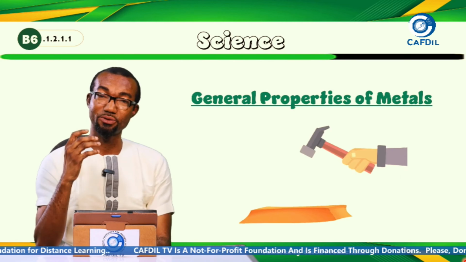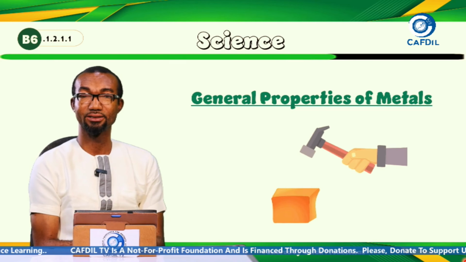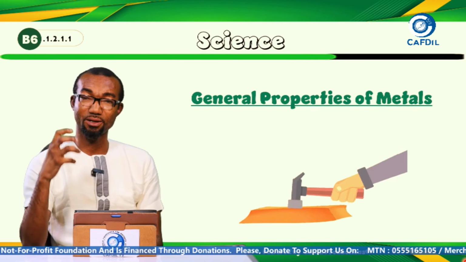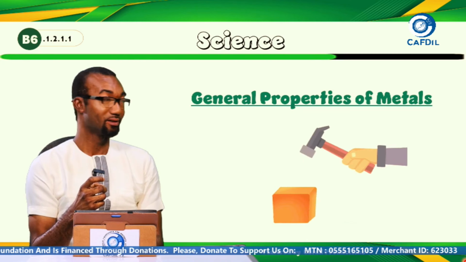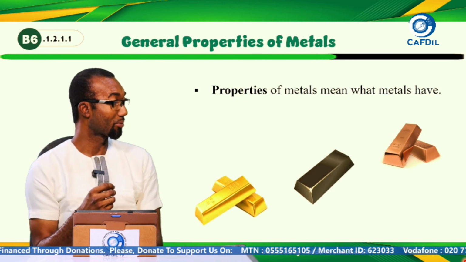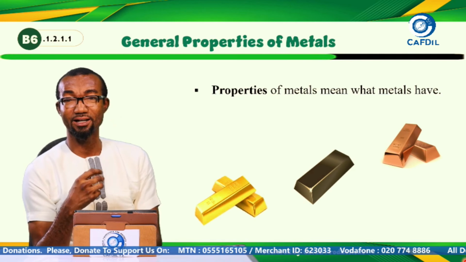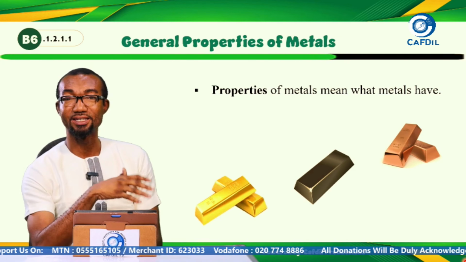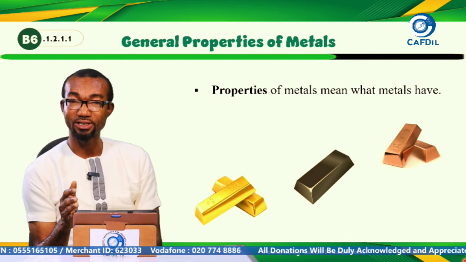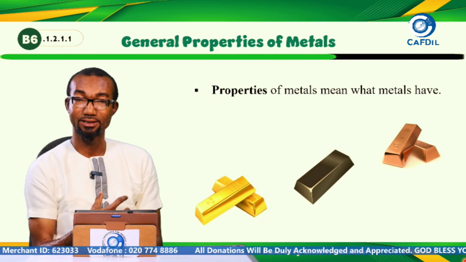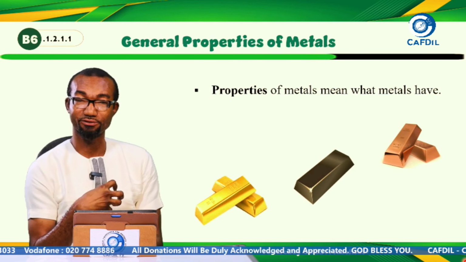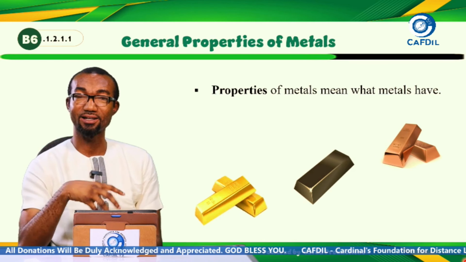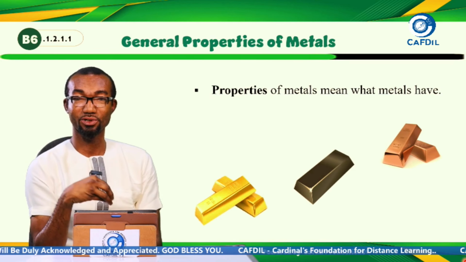Now that you know where we get metals from, and some examples of metals, let's move to the topic, the general properties of metals. What are properties? When we talk about properties, we mean what metals have. When somebody passes away, they make a will and share the properties. So these properties are things that the person had. So when we talk about properties of metals, we are talking about what metals have.